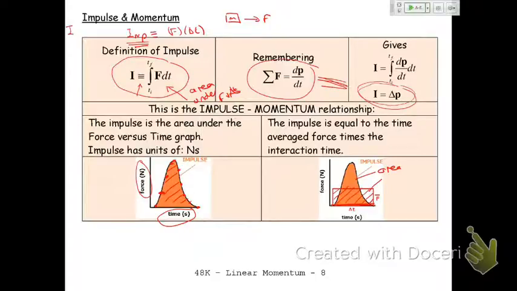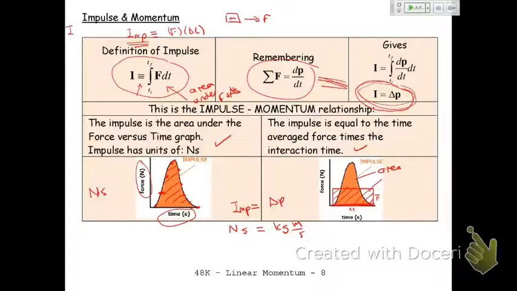We say impulse is the area under a force versus time graph. Impulse has units of newton seconds. And we say impulse is equal to the time average force times the interaction time. Let's go back up here for a second. If impulse is in newton seconds, and that equals my change in momentum, the change doesn't matter, momentum is in kilogram meters per second. They numerically have to equal each other. When I say I is equal to delta P, they numerically have to equal each other.